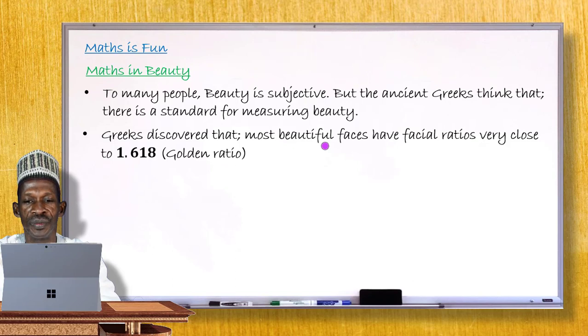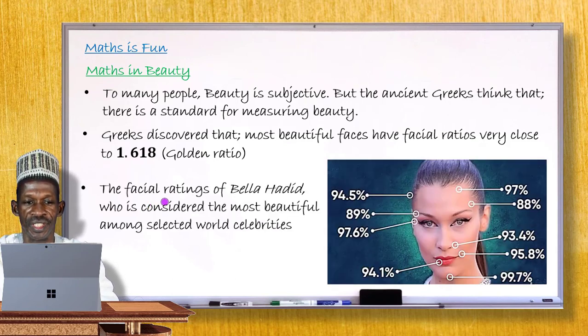So for most beautiful people, when you consider their face ratios, that is the length of the face compared to the width of the face, and so many other facial ratios, which I'll take you through in my next lesson, they discovered that those ratios are very, very close to 1.618. This is the golden ratio. Let me just give you a typical example according to the ancient Greeks. It says the facial ratings of this person, Bella Hadid, who is considered the most beautiful person in the world among some world celebrities. This is what was discovered from her face.